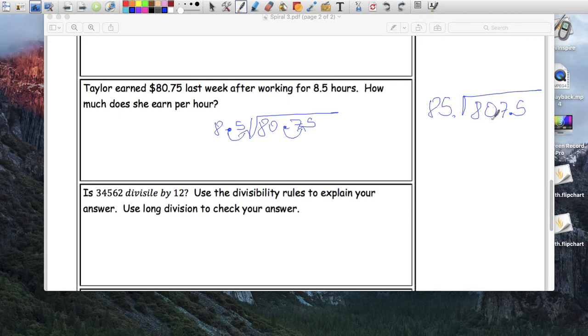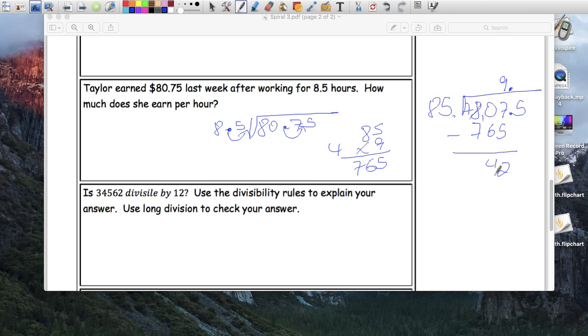85 doesn't go into 8, doesn't go into 0, but definitely goes into 807. I'm going to say 9 times. And 85 times 9, right? 45, carry the 4, 72, 76. 72 plus 4, 76. So 765. Let me bring this decimal up so I don't forget it. Subtract.